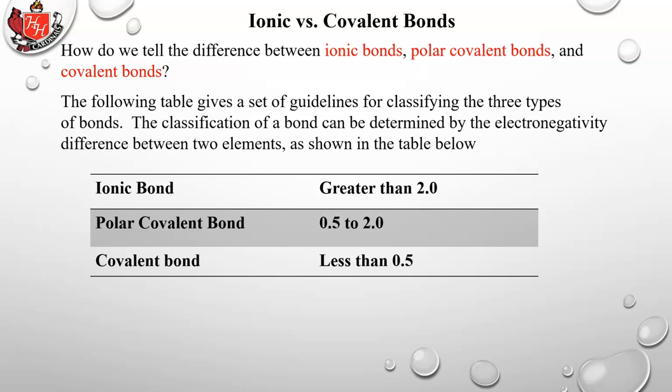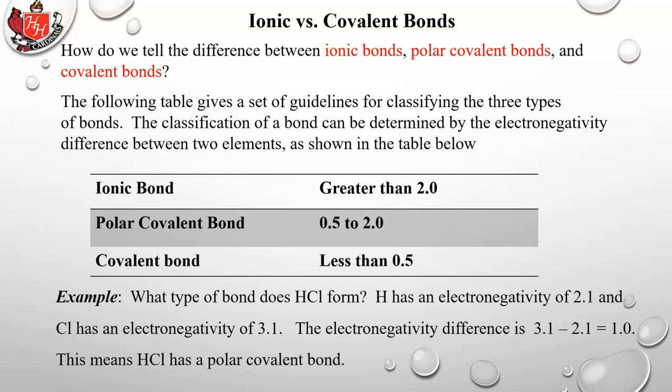If there's a somewhat strong polarity difference, between 0.5 and 2, that would be a polar covalent bond. And if there's very little electronegativity difference between the two, that would form a covalent bond, one that is nonpolar, and that's less than 0.5. So for example, what type of bond does HCl form? H has an electronegativity of 2.1 and Cl has an electronegativity of 3.1. The electronegativity difference is 3.1 minus 2.1, which is 1.0. This means that HCl is a polar covalent bond.